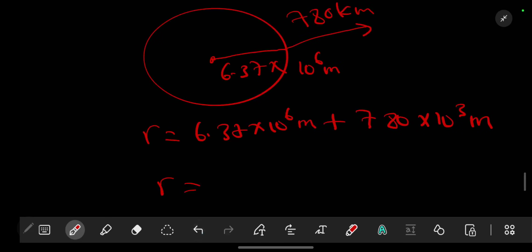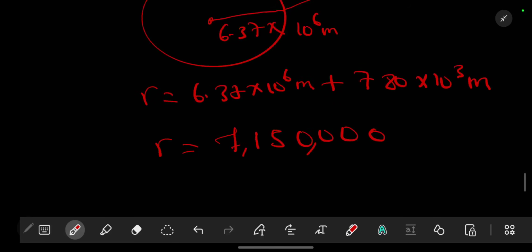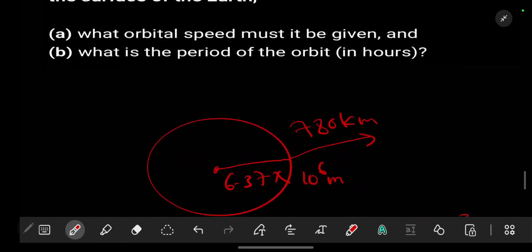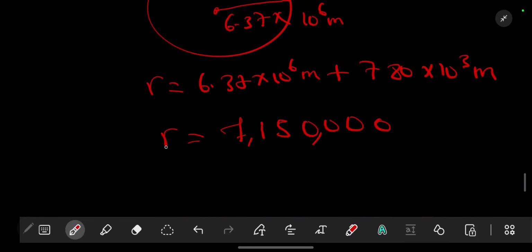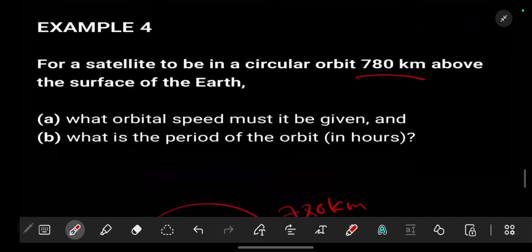So r is equal to 6.37 times 10 to the power of 6 plus open brackets 780 times 10 to the power of 3. This gives us a value of 7, 1, 5 and 4 zeros, so 7.15 million meters. This is the value we are going to replace in our equation.